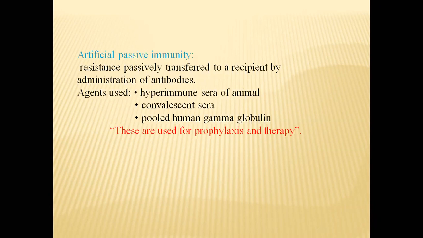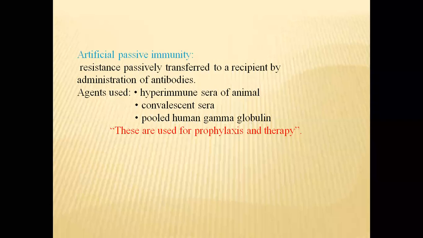In artificial active, what are we giving? We are giving the antigen. We are not giving the antibodies. In artificial passive, we are directly introducing the antibodies. So what happens when we introduce antigens? Our body first recognizes the antigen, then tries to produce the antibodies. After that, it tries to memorize it.